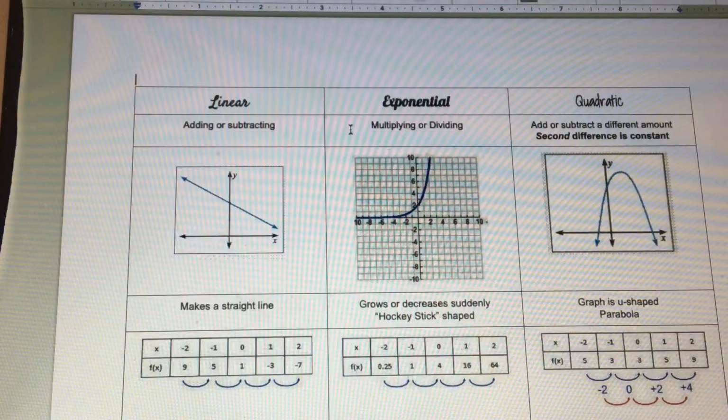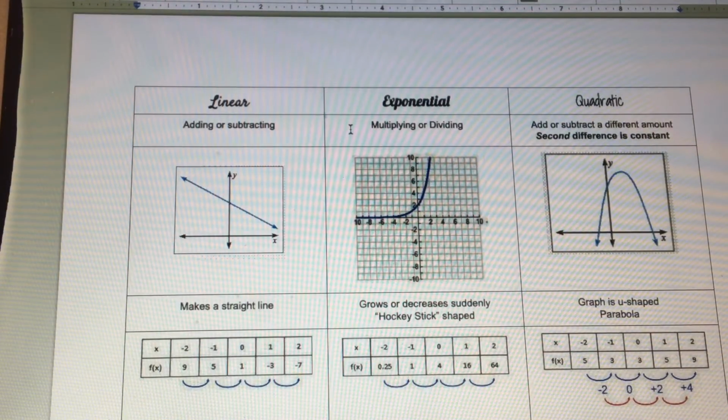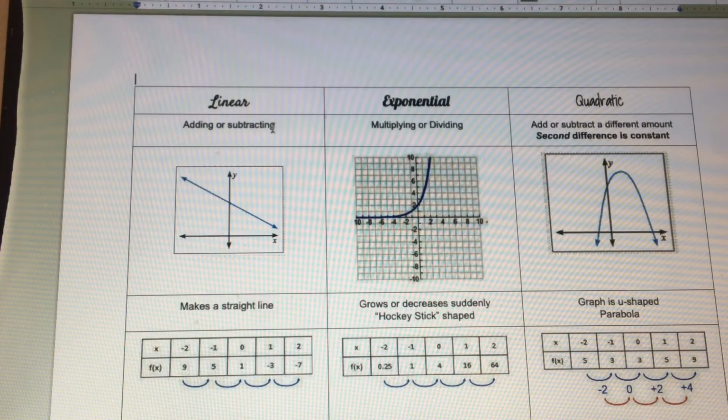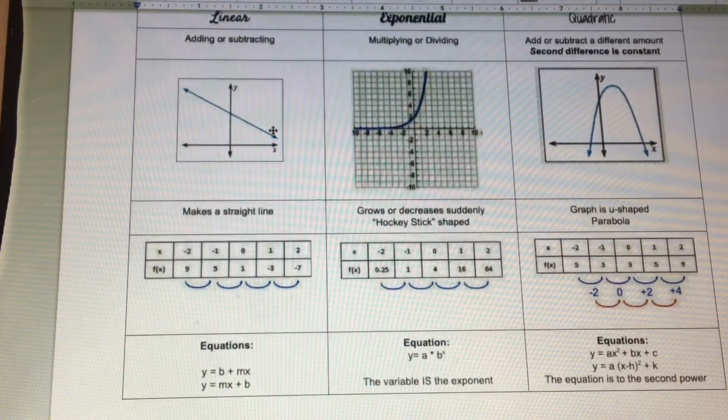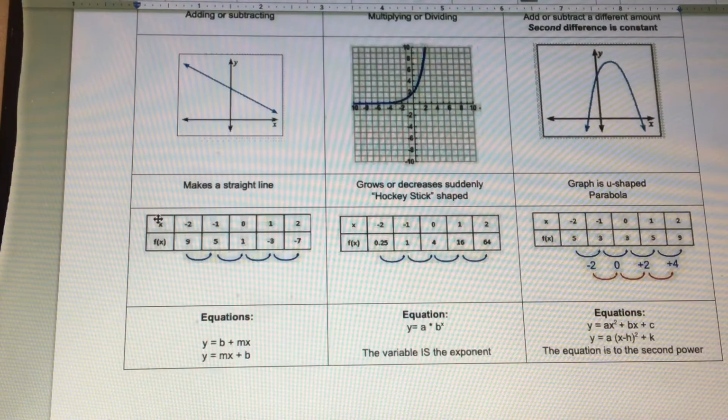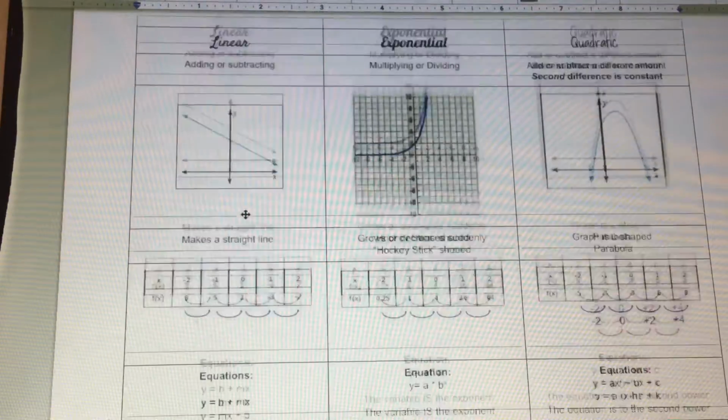When deciding what type of pattern your clouds are following, you're going to want to remember that there are three major types of patterns that we have seen so far. The first one is a linear pattern, and a linear pattern adds or subtracts the same amount, making a straight line. So in this example, we're adding or subtracting. In this case, it's subtracting 4 every single time. Our clouds do not add or subtract the same amount, so we would not want to pick linear.